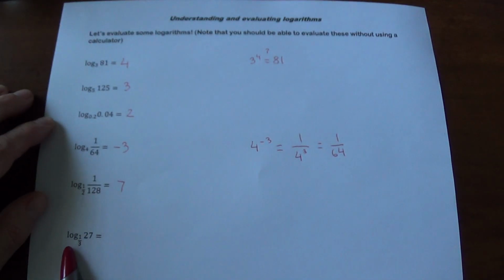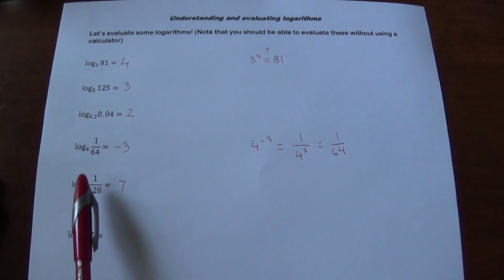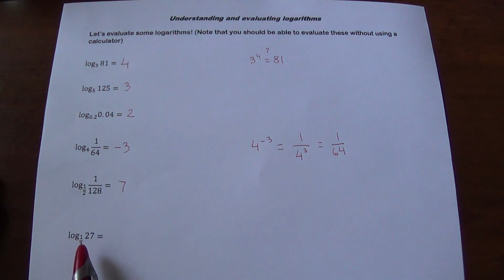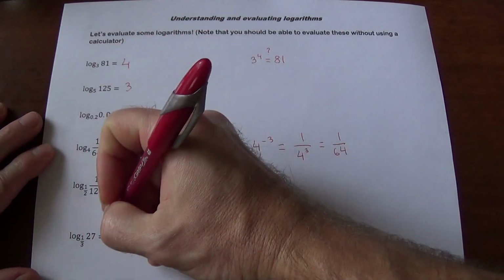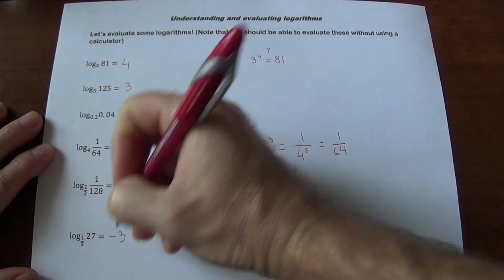This last problem here is very similar to what we had right there, except now the base is the reciprocal of 3, and here we have 27. So we know 3 to the third power is 27. That means 1/3 to the third power is 1 over 27. But we want to get the reciprocal because we want to get 27, not 1 over 27. That means we are going to have -3 as our exponent here.